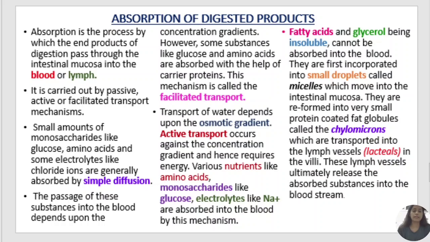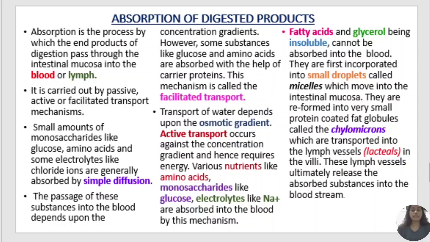Now next comes the transport of water, which depends upon the osmotic gradient. So here, active transport occurs, against the concentration gradient, and hence requires energy. So various nutrients like amino acids, monosaccharides like glucose, and electrolytes like sodium are absorbed into the blood by this mechanism.